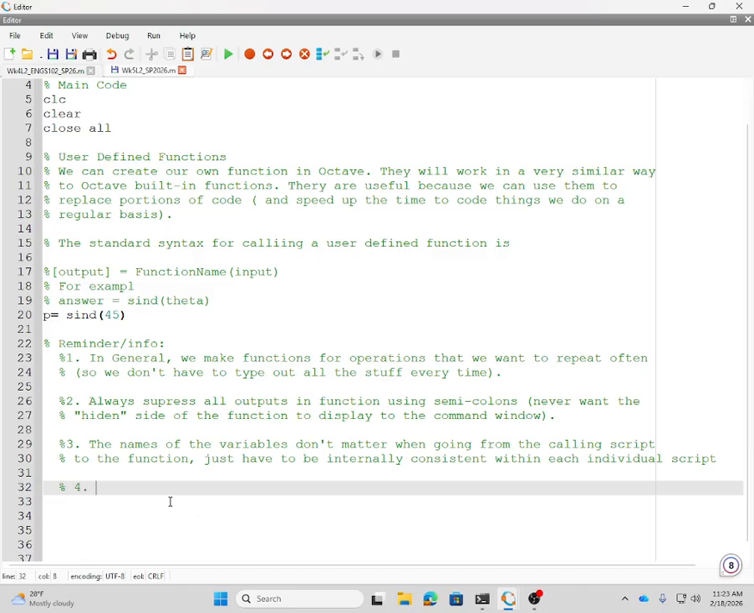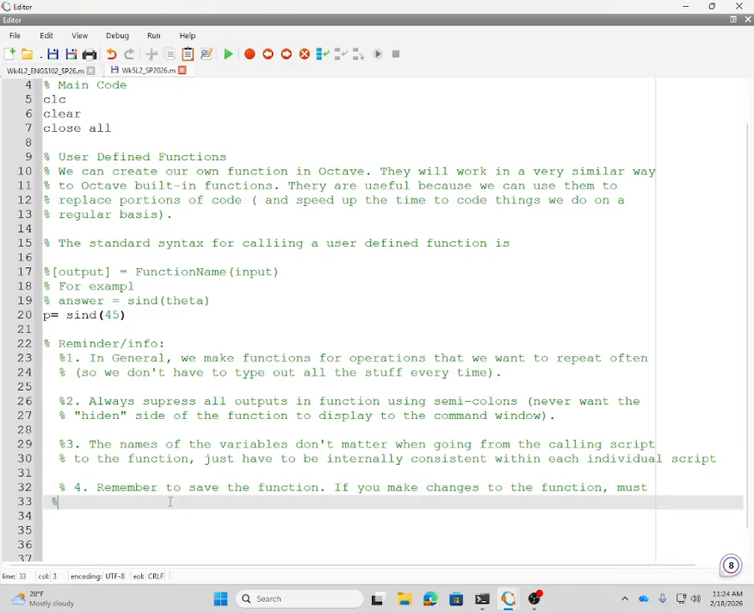Number 4. So remember, to save the function. This is so important. It's kind of common sense. If you make changes to the function, you must press the save button again to update it.